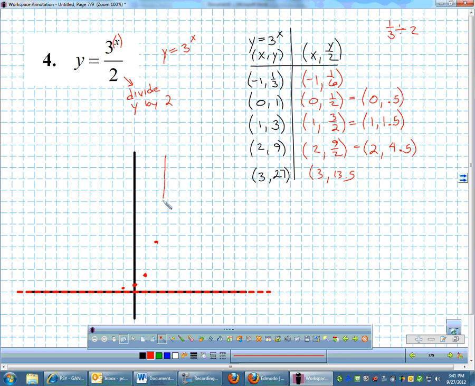So I'm going to come on down and connect these points. Connect, connect, connect. And then we level off towards the horizontal asymptote. Do not cross the horizontal asymptote. And there's our graph of quantity 3 to the x all divided by 2.